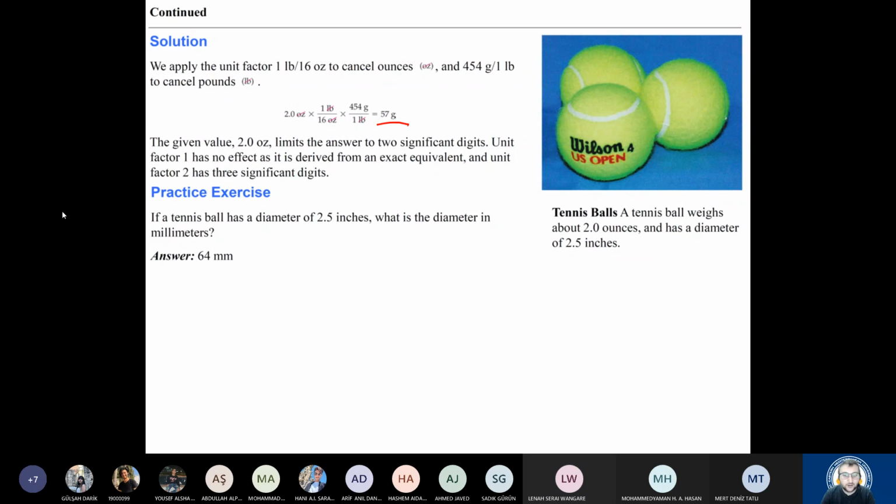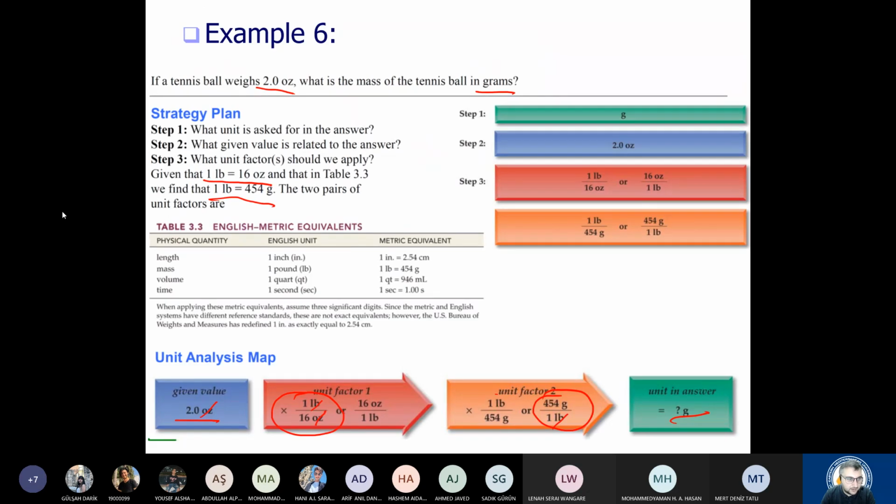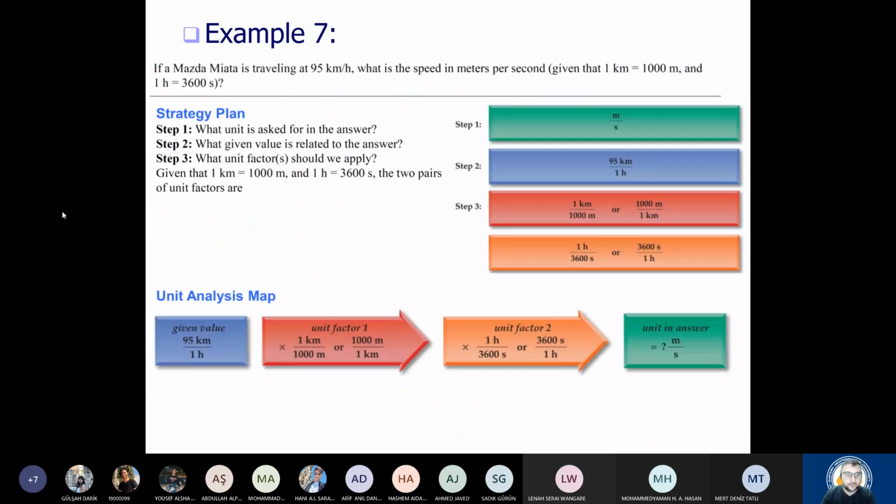But here, don't forget that you must repeat these questions yourself. Okay, at home you must do it yourself, and also you must do the homeworks to understand better. Okay, I'm going to go slowly now.